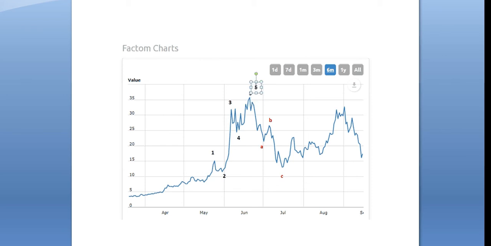And these 5 waves are the subwaves of a larger degree, larger scale, degree 1. So larger degree 2. And then we are in a process of larger degree 3. Okay. Now, this also could be WX, Y, and the bottoming is not done yet. But we're going to make that the alternate for now.